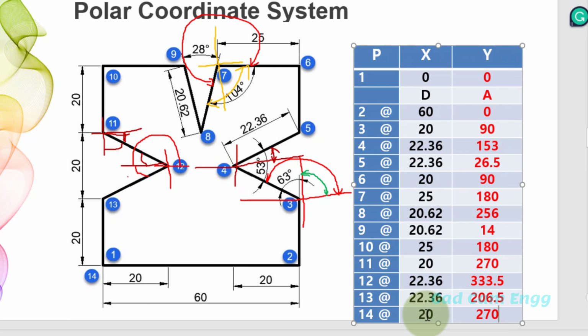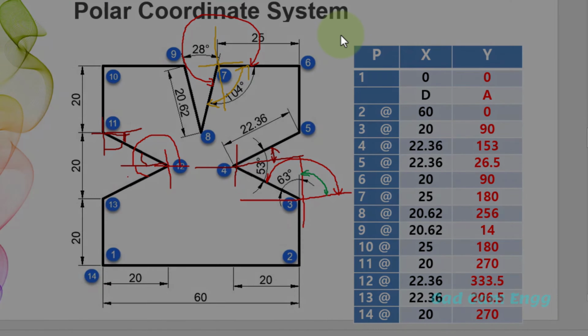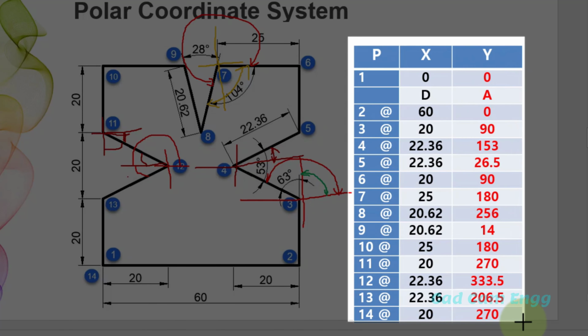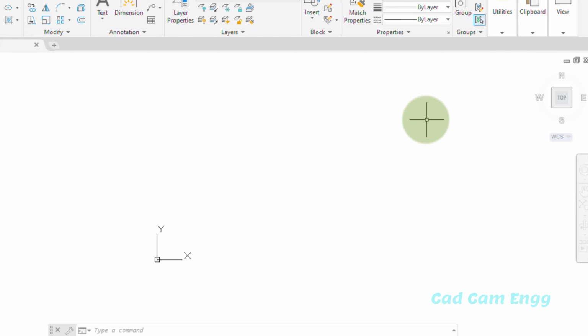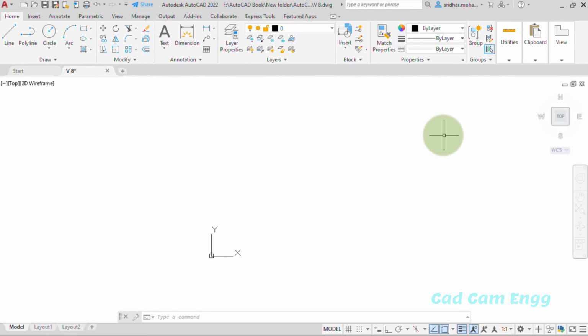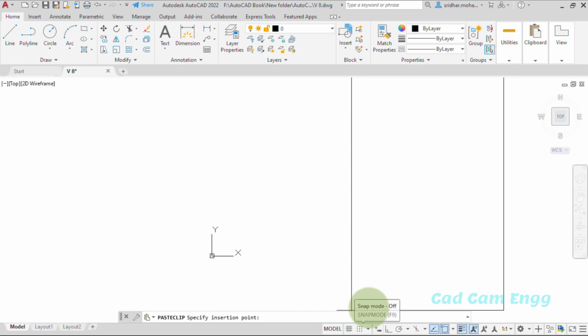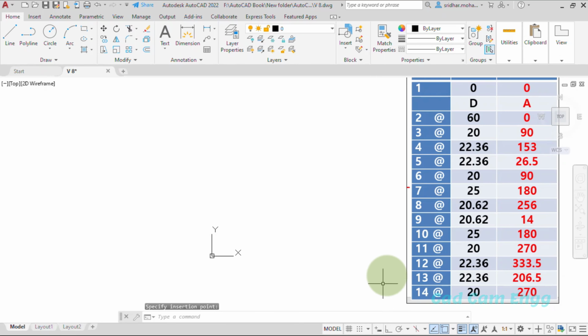So these are our polar coordinate system points. Using these points, we are going to create our AutoCAD drawing. So I just take a screenshot of this. Now I open AutoCAD. I give zoom, limits and units. Please prepare this drawing sheet too. I paste it here. Okay, so these are our drawing values.